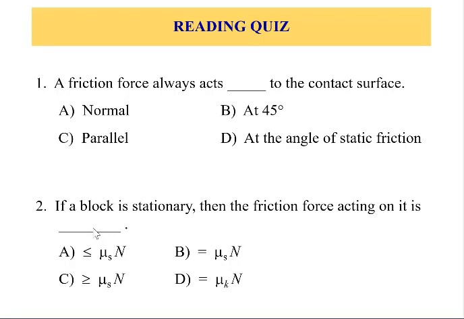The second reading quiz is: assuming that there is a block at a stationary position, meaning it doesn't move, then the friction force acting on it is always less than mu s N. This is also called the maximum static friction. So the answer is A.